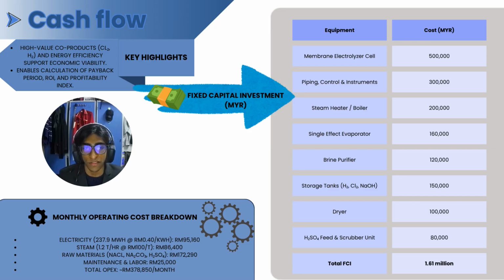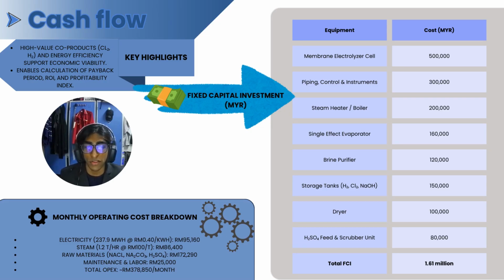In terms of fixed capital investment, the most significant cost is the membrane electrolyzer at 500,000 ringgit, followed by the control and instrumentation systems, piping, and heating equipment. Altogether, the estimated capital cost for essential plant equipment totals approximately 1.61 million.